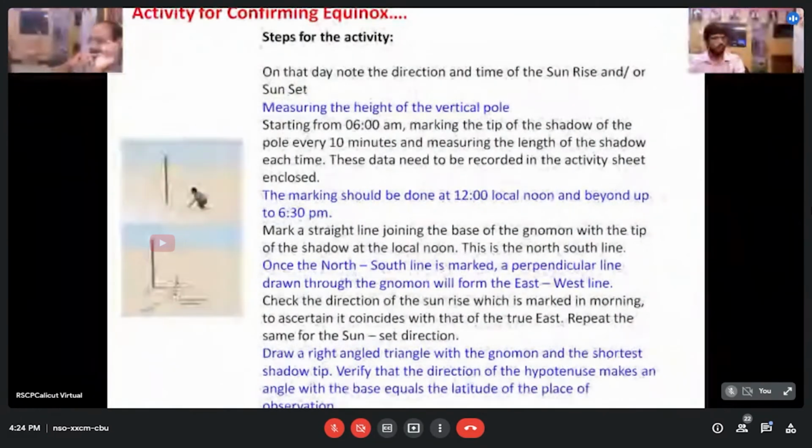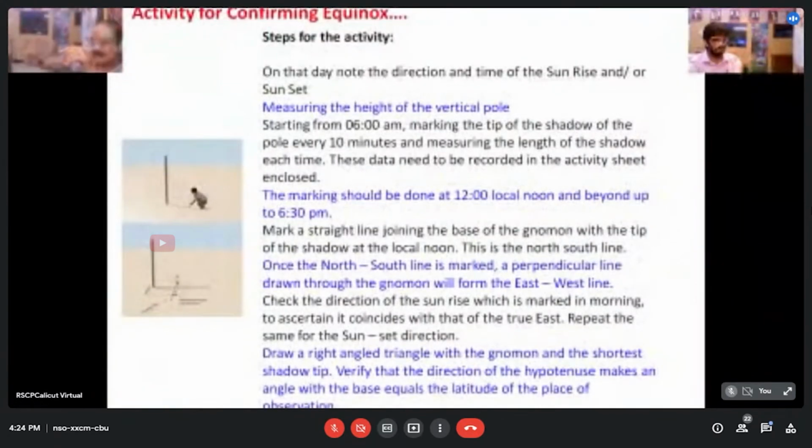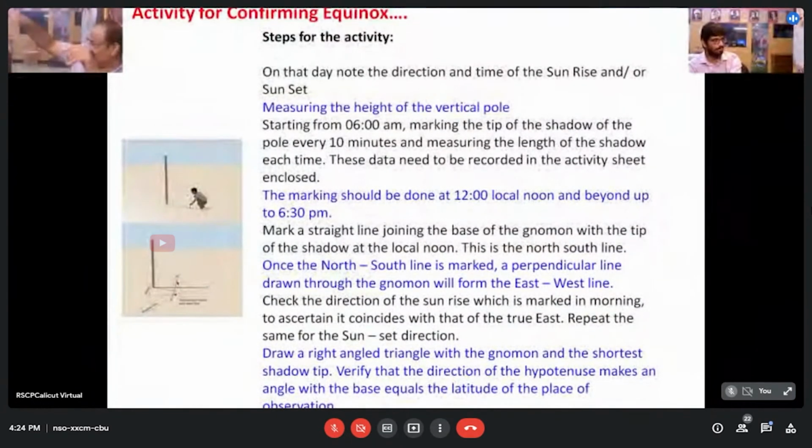So what happens is that you get the different orientation of the lines, different length of the lines, and the times. Now once you get the shortest shadow direction, since the rays are vertical to the equator, it is along the north-south direction. So once you make a perpendicular bisector of that particular line passing through the gnomon, that is the pole, if it is along the direction of the sunrise and sunset, and your calibration is right, that is one of the tests that confirms that the sun has exactly risen in the east and set in the west.